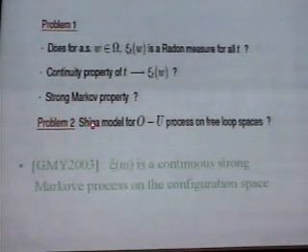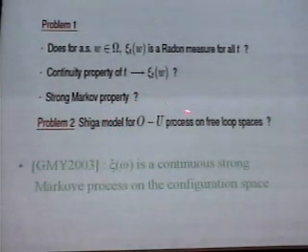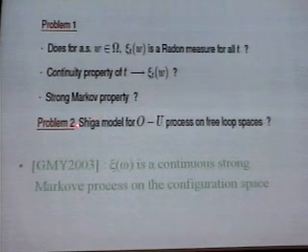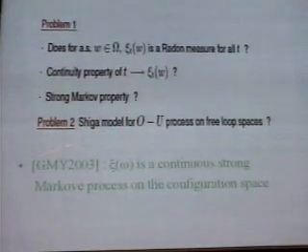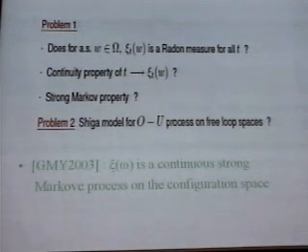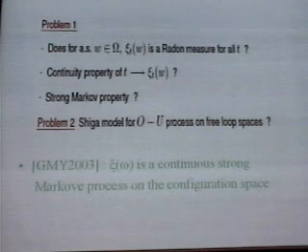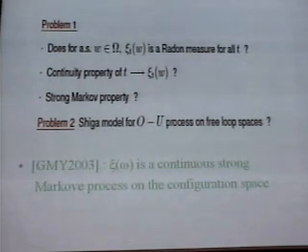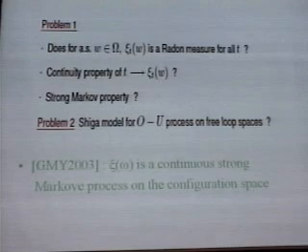Another problem is whether or not you can extend Sika's model to the Ornstein-Uhlenbeck process on free loop space. This means that your base space may not be sigma compact. Maybe you start from an infinite dimensional space, and then you construct your equilibrium process.